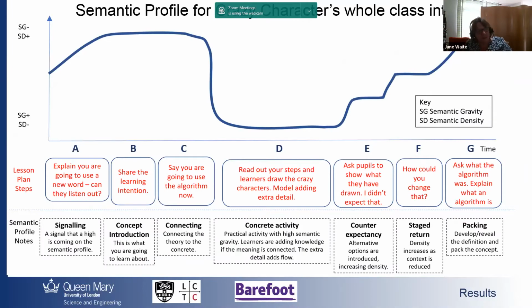This is a semantic profile, so I am going to go through this with you. I had no idea when we started whether there would be a wave. I didn't know if it would be a flat line at the top or a flat line at the bottom, but it had this kind of shape. So that in itself was really interesting for me. I'm going to call the stages A, B, C, D, and name them as we go through them.